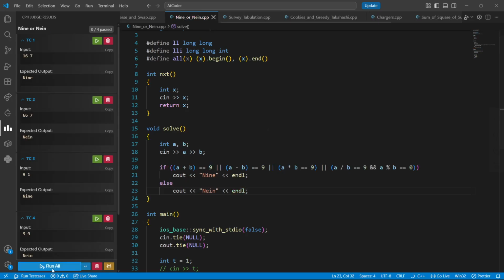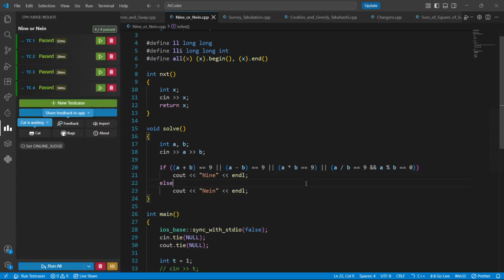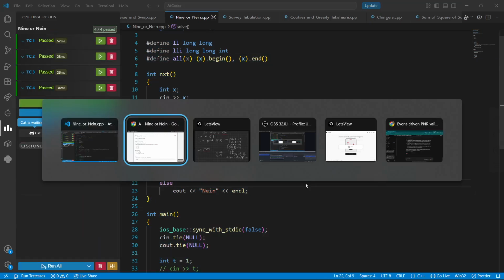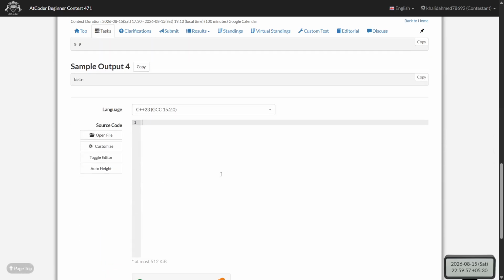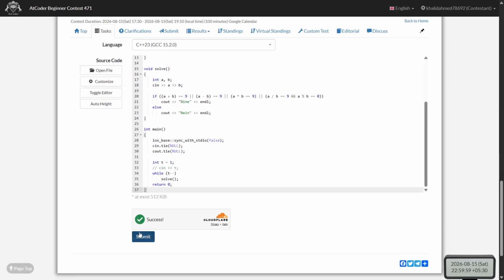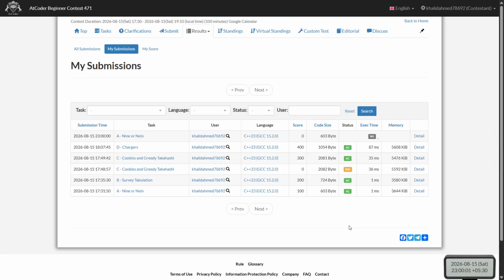Let's try to run it. So all test cases are running. Let's try to submit. So yeah, it got accepted.